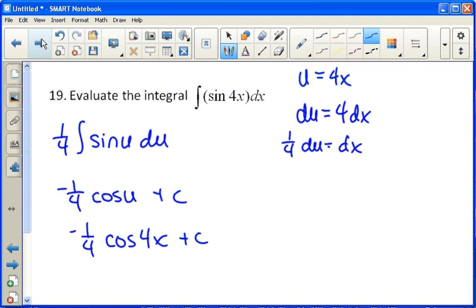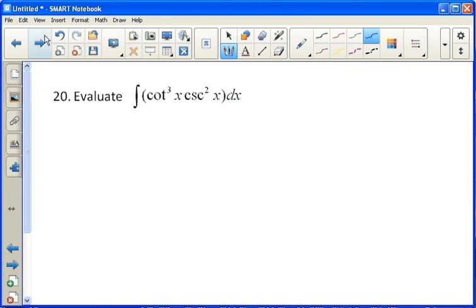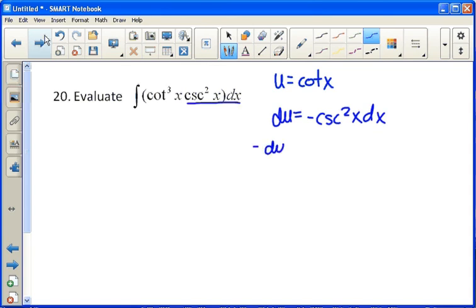Okay, this is another one where we'll have to use u sub. This is not going to allow us to choose a basic rule. There's no basic rule for cotangent cubed cosecant squared. But I'm going to choose my cotangent as u, because the derivative of cotangent is negative cosecant squared, which is nearly a perfect match for this part right here. I do need to move the negative over by multiplying or dividing by -1. Either way, it's the same result. So I'll get negative u cubed du.